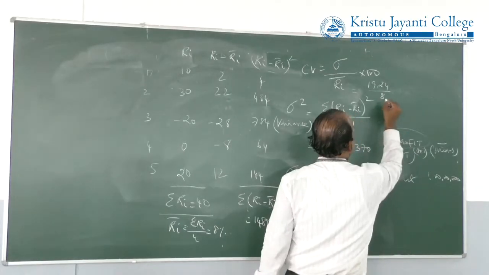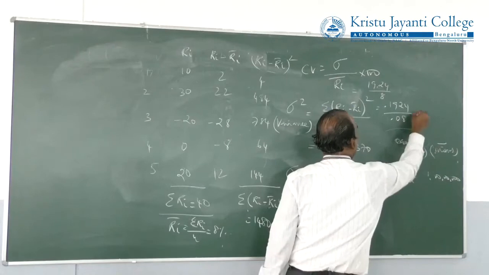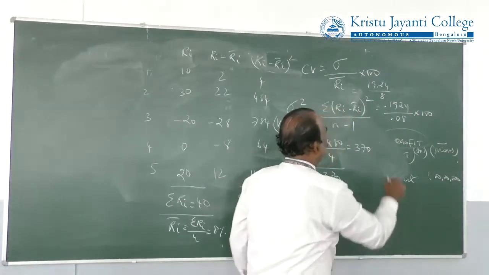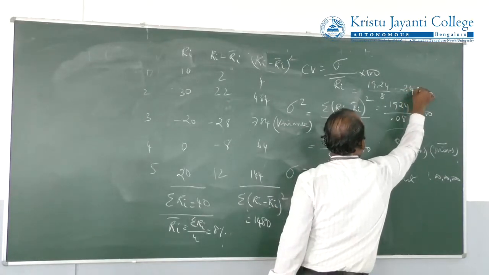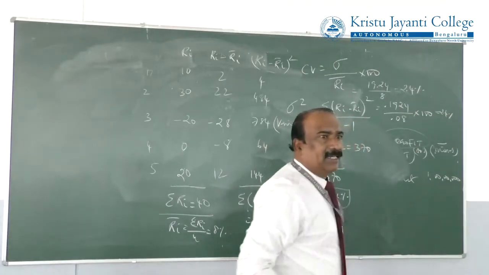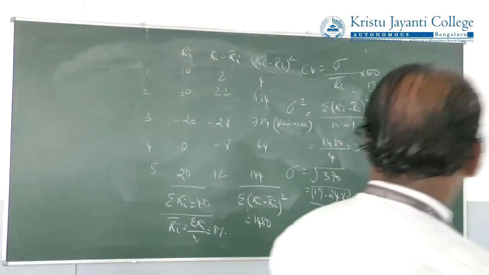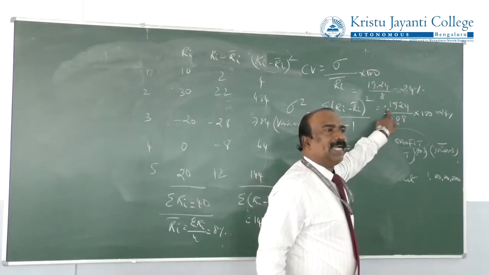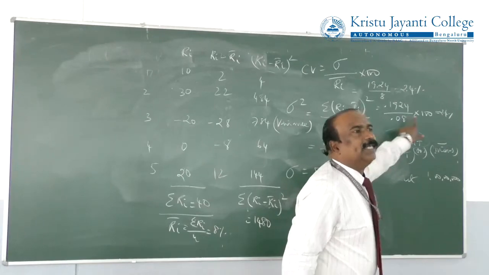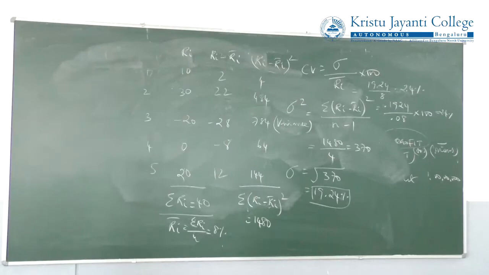Otherwise, what you do is 0.1924 divided by 0.08 into 100. Then 2.4. Don't multiply by 100. Why don't multiply by 100? Both are percentage. Okay? So make it decimal. 0.1924. 8% is 0.08. Into 100, 2.4. Coefficient of variation. Okay?